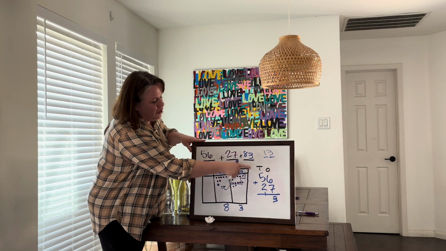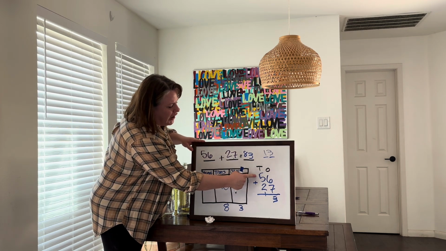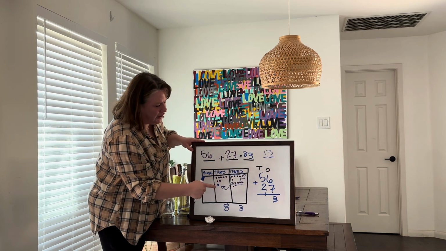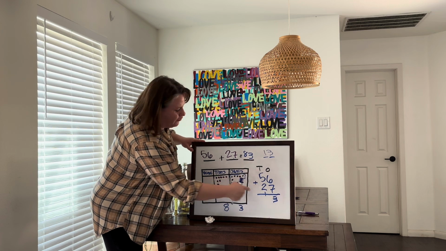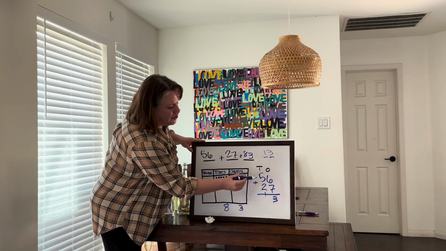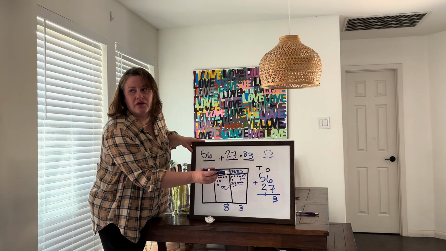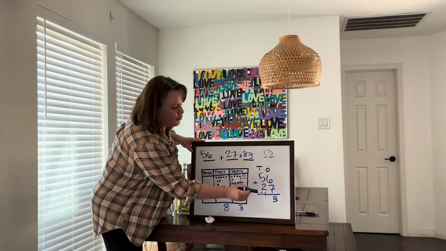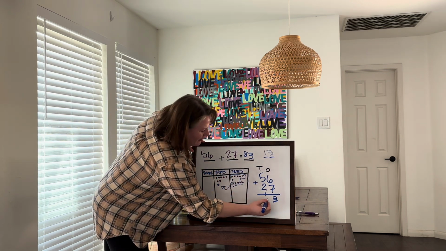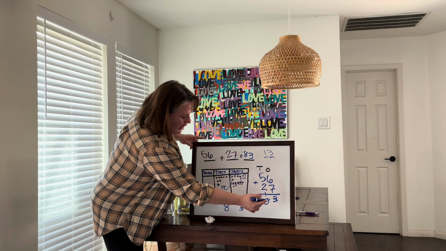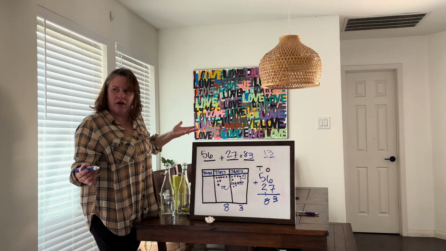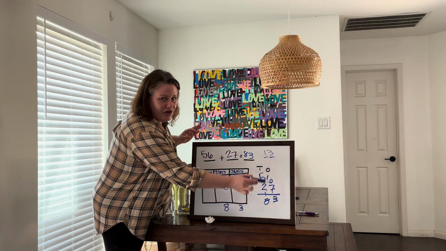So we know when we go to add our 10s, we're adding 5 plus 2 plus the 1 that we moved over like we moved over here. So let's go and add. 5 plus 2 is 7, and 7 plus 1 is 8. Awesome. See, now we got 83 and 83. This looks much easier, doesn't it?